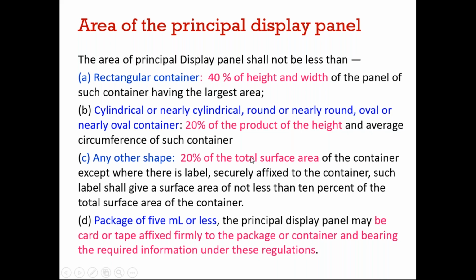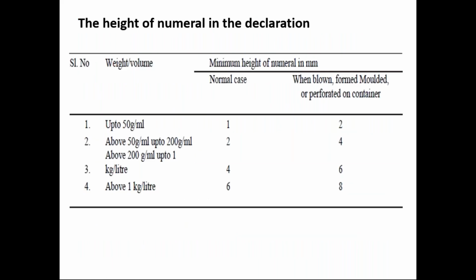For packages which have a volume of 5 milliliters or less, the principal display panel may be in the form of a small card or a tape which is affixed to the package, and you will see that in a number of containers. This affixed tape or card must contain all the information.